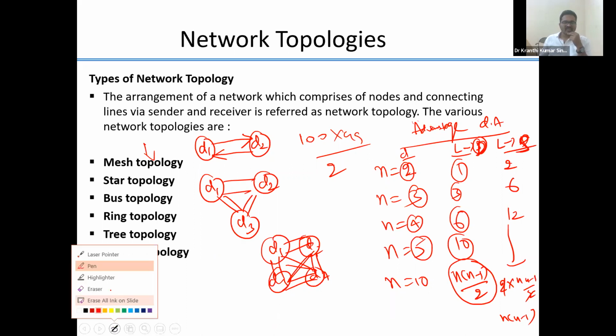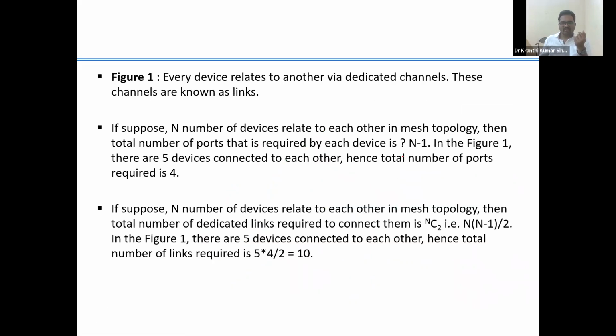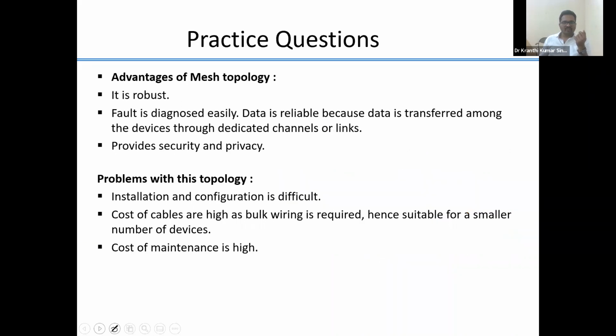So this is something about mesh topology. In mesh topology, every device is connected to another device via a channel. Of course, here I mentioned all the points also. Take a look at it. And what is the advantage? It is robust. Robust means there is very little chance of loss of data, and a fault is diagnosed easily, because if a connection fails, there's no need to bother about it.